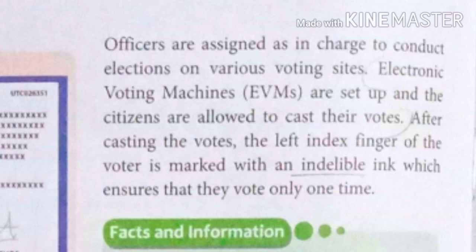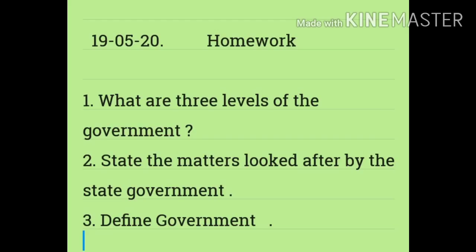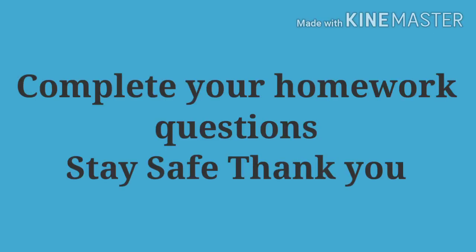of the voter is marked with an indelible ink, meaning ink that does not fade quickly, so that it is a proof that this citizen has cast the vote, which ensures that they vote only one time. One person, one vote. Now we'll continue with the process of election in our next class.